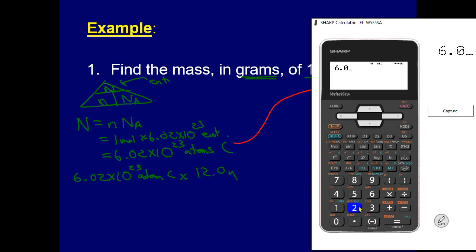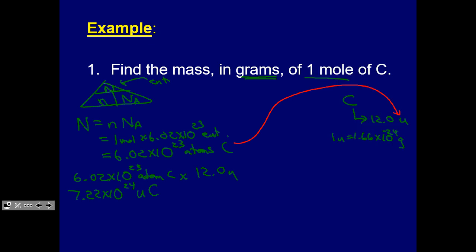6.02. Remember, don't press times 10, press EXP. 6.02 times 12 equals, to 3 significant digits, 7.22 times 10 to the 24 U's of carbon atoms. So that's how heavy a mole is in U.